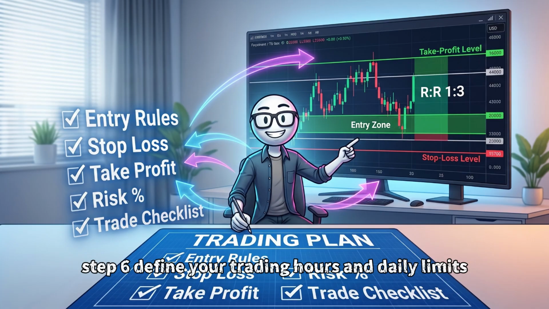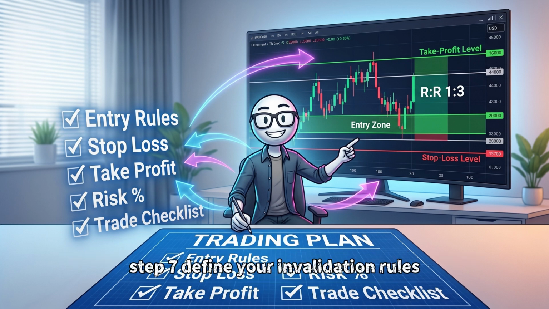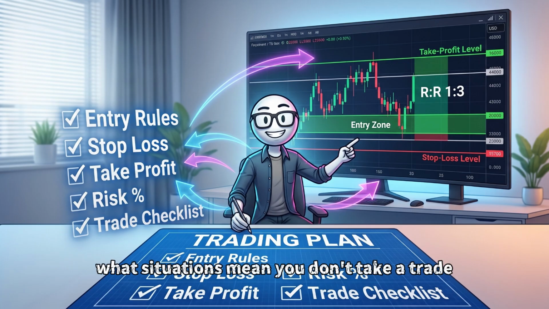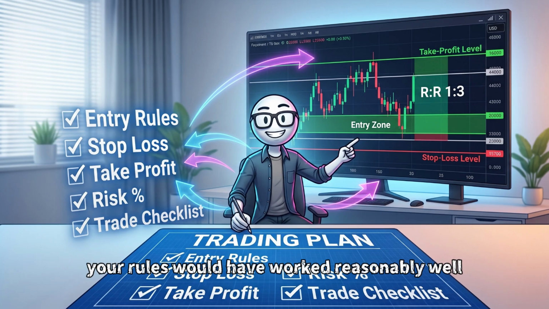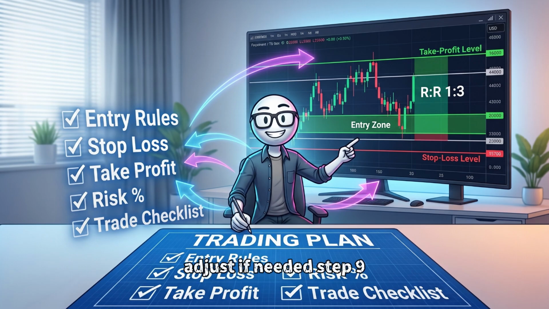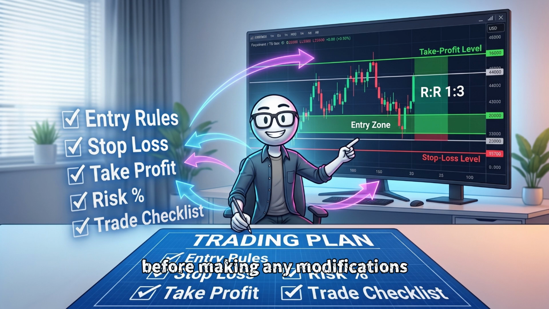Step 6. Define your trading hours and daily limits. When will you trade? How many trades maximum per day? What's your daily loss limit? Step 7. Define your invalidation rules. What situations mean you don't take a trade even if it initially looked good? Step 8. Backtest your rules. Go through historical charts and verify your rules would have worked reasonably well. Adjust if needed. Step 9. Write the complete plan as one document. Keep it somewhere you'll see it before every trading session. Step 10. Follow it exactly for at least 50 trades before making any modifications, except for genuine emergencies discovered through backtesting that you missed. That's your complete process.